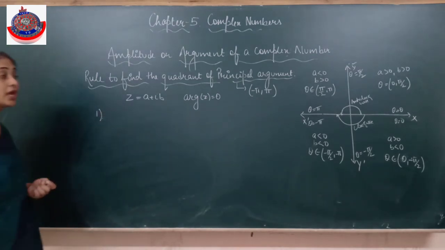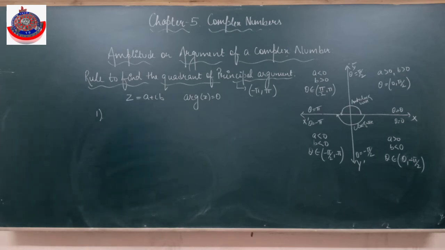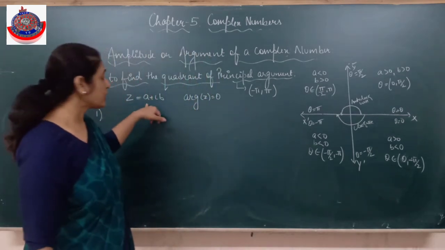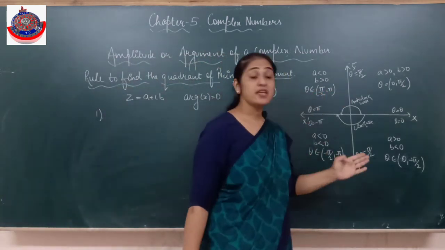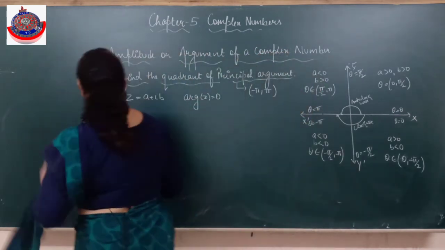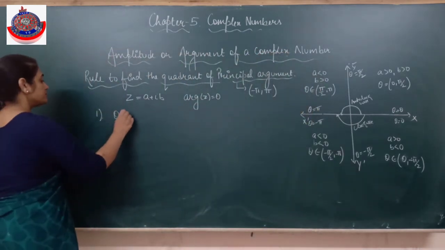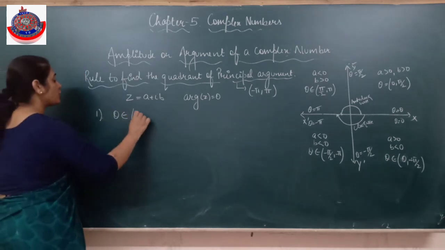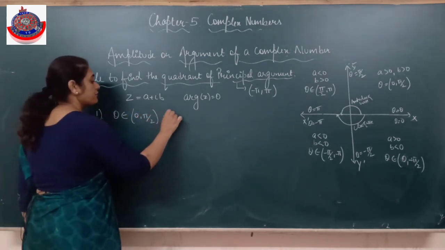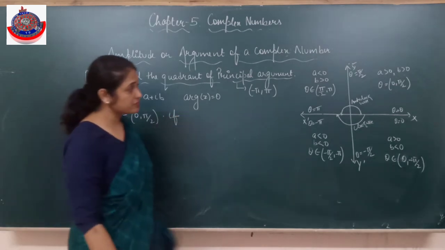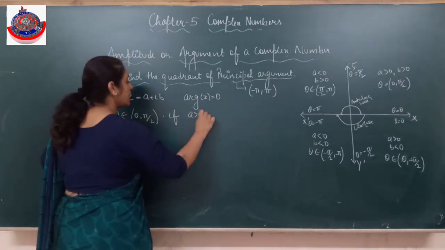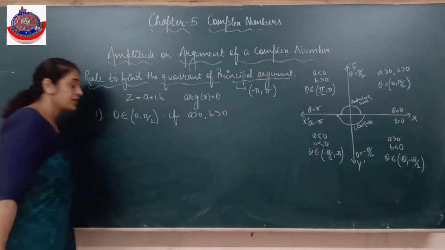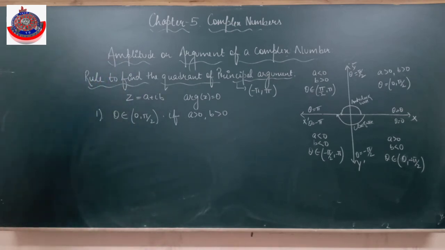Now, how will we know which quadrant theta is in? We will have a complex number a plus iota b. Now theta is in the first, second, third or fourth quadrant, that we need to see. Now if your theta belongs to 0 to pi/2, that is the first quadrant, because it starts with 0 and this is pi/2. It lies in the first quadrant if both a and b are positive. The value of theta will come from the first quadrant if both a and b are positive. Is it clear?